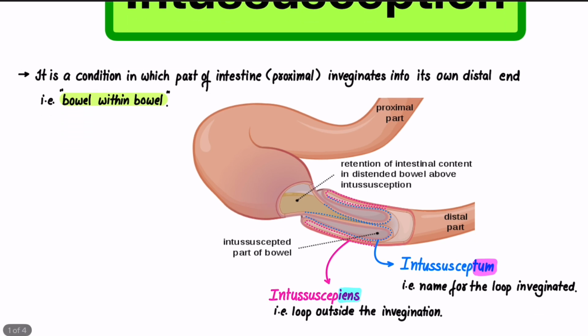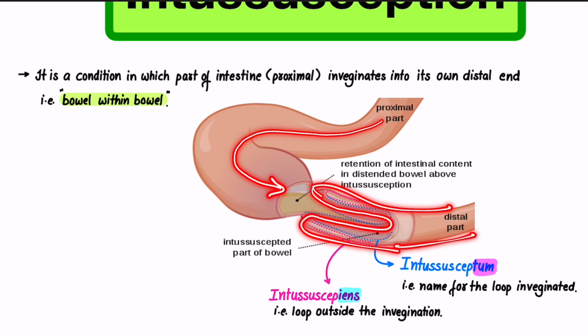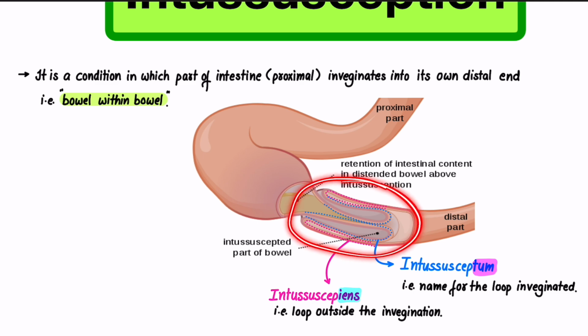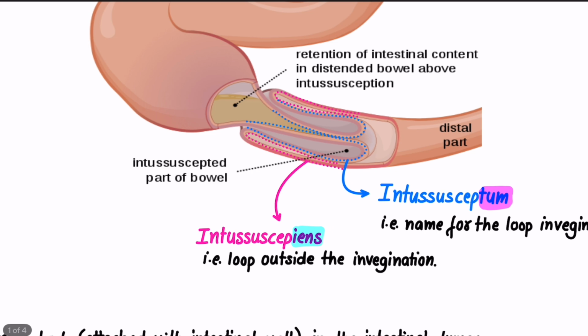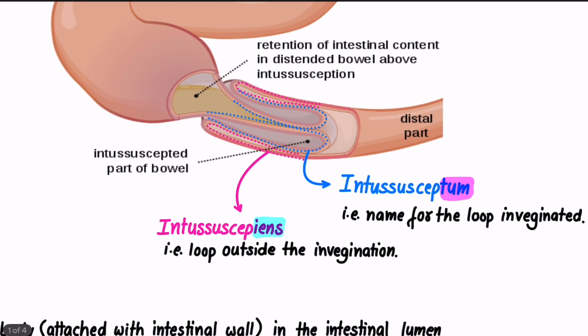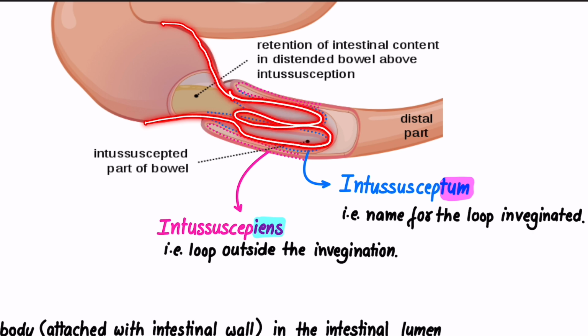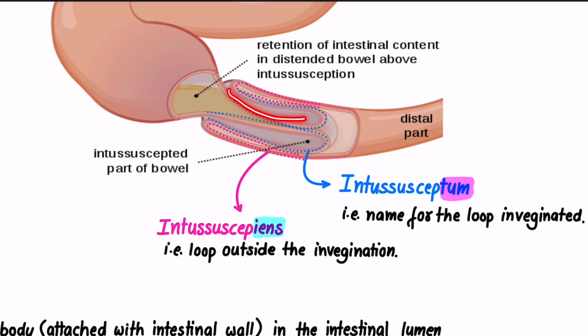You can clearly see here the proximal part of the intestine is getting invaginated into the distal part of the intestine, and this situation is intussusception. Now we need to focus on two terminologies which are important from the exam point of view, that is intussusceptum and intussuscipiens. So what is intussusceptum? This is the wall of the intestine which is getting invaginated into the lumen of the distal part of the intestine. So the border which is invaginated inside is known as intussusceptum. That is the name for the loop which is invaginated.